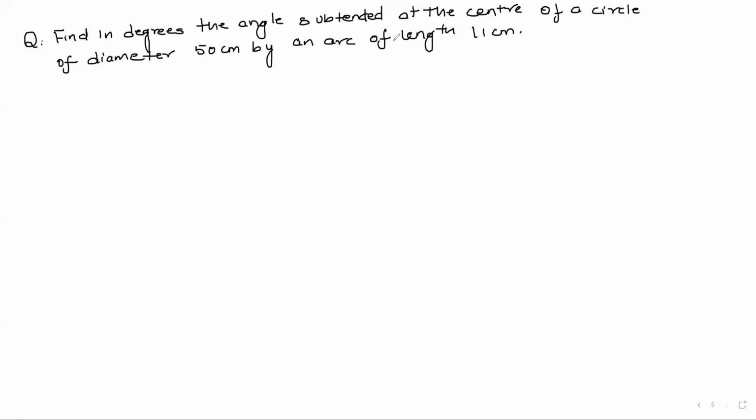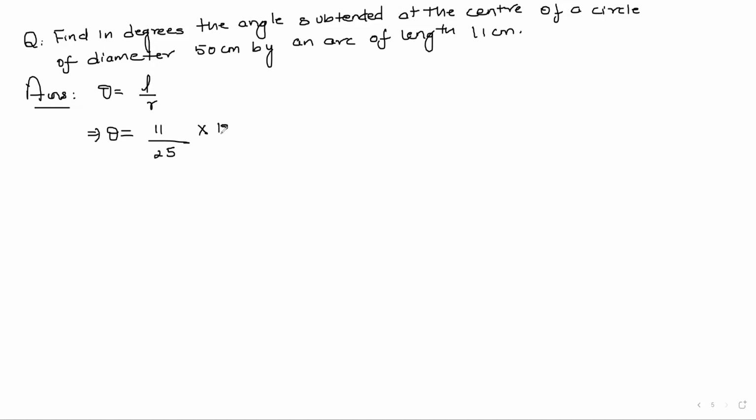Sir, I am just converting. Sir, I got 25 and 1/5, so I am converting 1/5 into minutes. Okay. Sparsh, your answer is correct. So theta is equal to L by R. Now, Noma, what is L? 11. And what is R? 25. This is in radian. You need to convert this into degree.